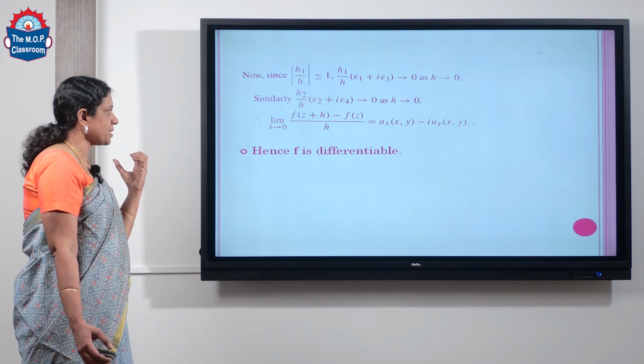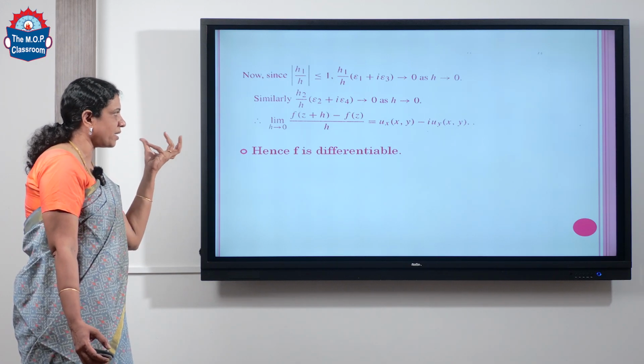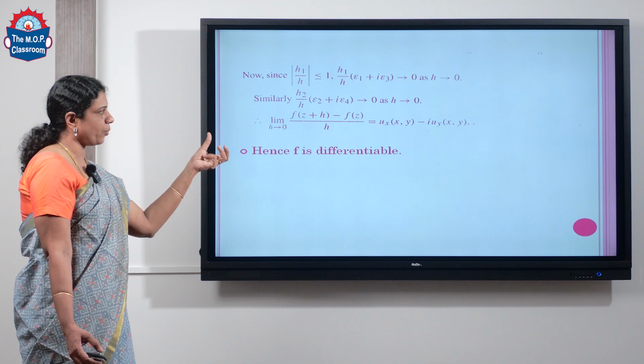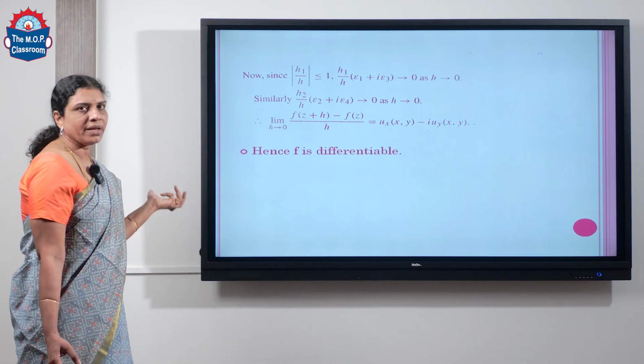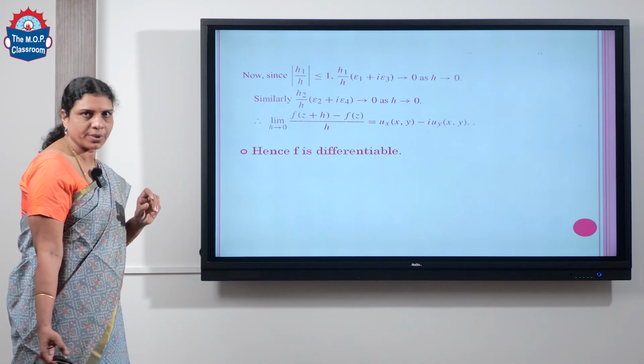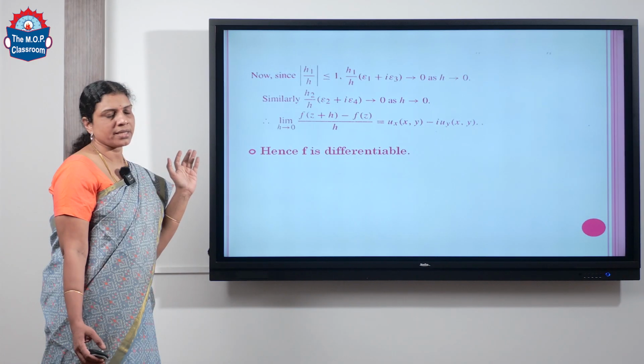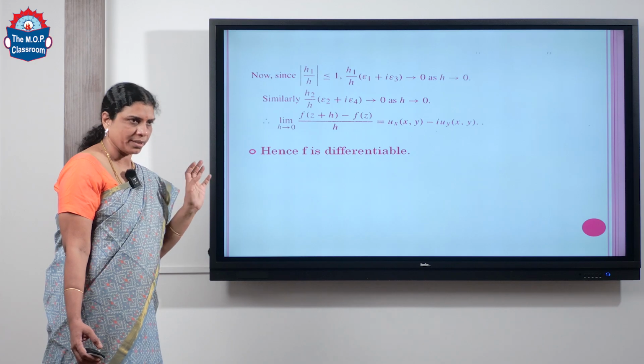The left hand side is nothing but the limit as h tends to 0, that is differentiability. The right hand side we have proved: u_x of x comma y minus i u_y of x comma y. Then we can say the function is differentiable. So this is the necessary and sufficient condition for differentiability. Thank you.